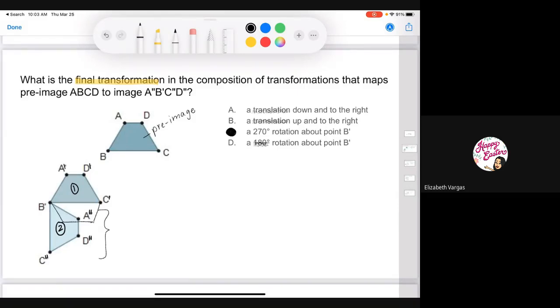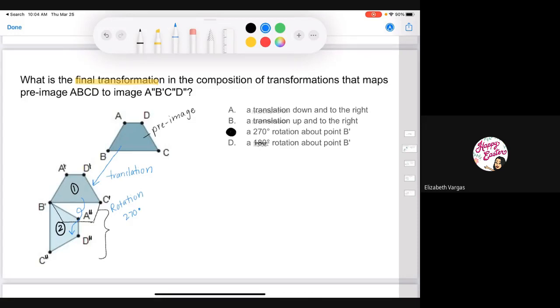If we wanted to identify all the different transformations, we could do that as well. We could say, how does this get from here to here? It looks like we slid the pre-image to image 1, and so I would say that's a type of translation. Then from image 1 to image 2, we just concluded that we have a rotation of 270 degrees. That means the first transformation would be the translation, and the final transformation, the second one, would be that rotation. Any questions about this? Questions, concerns?